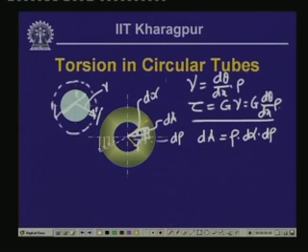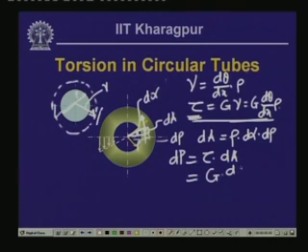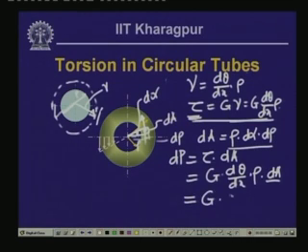Now, the force that will be carried by this particular area is equal to the shearing stress times area. So, dP is equal to tau times dA, and if we substitute for tau from this expression, this is equal to G d theta dx times rho times dA. Now, if we substitute dA in terms of d alpha d rho, this is equal to G d theta dx rho, that is rho square d alpha d rho.